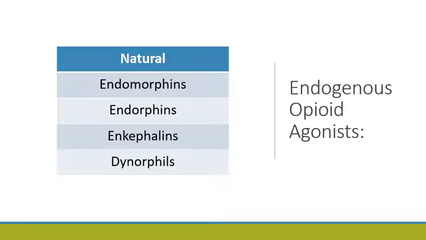We also have our endogenous opioid agonists. These are opioid agonists that are inherent to the body, so these are all natural. These would be like endomorphins, endorphins, enkephalins, and dynorphins.